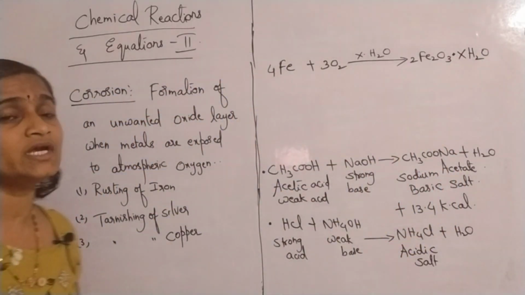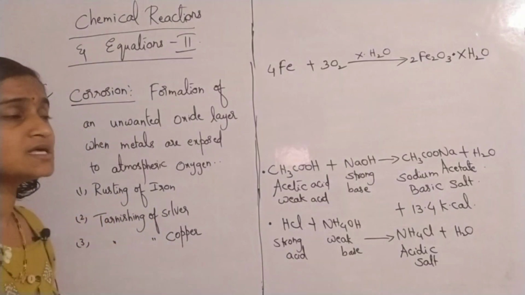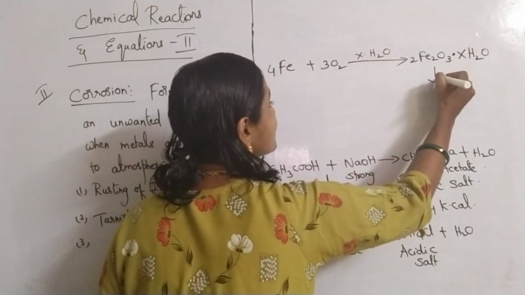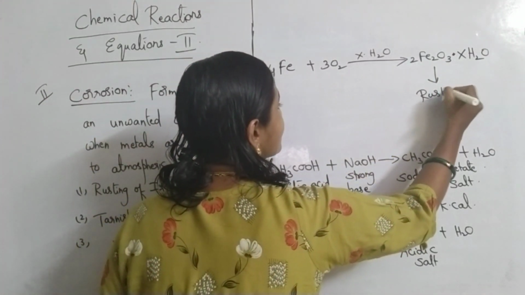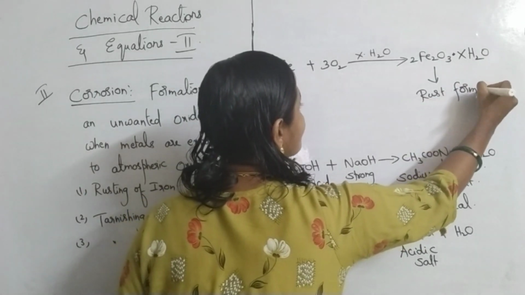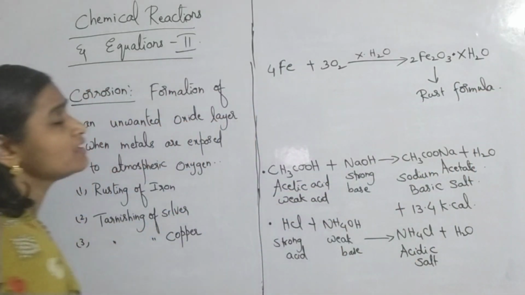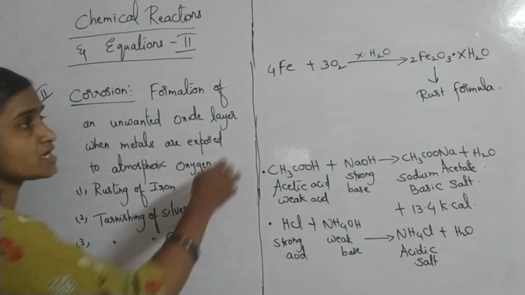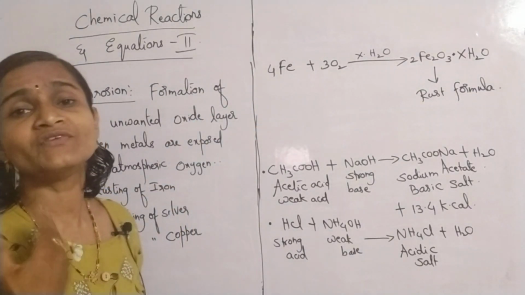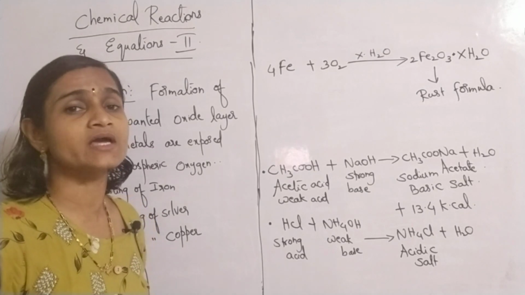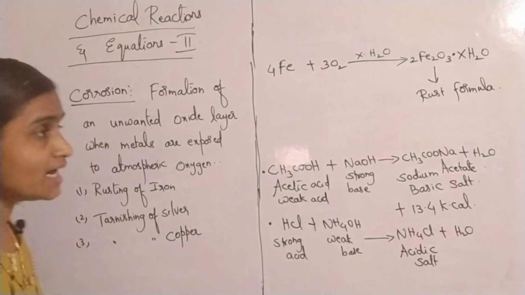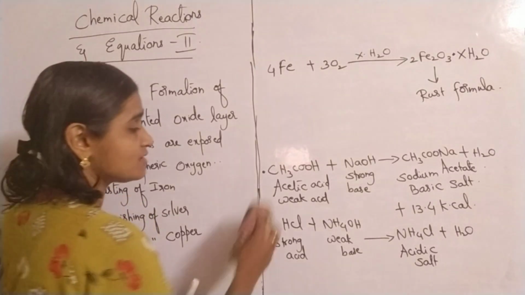So Fe2O3·xH2O is the general formula for rust. This is a corrosion reaction. Rusting of iron is called as what? Corrosion reaction.